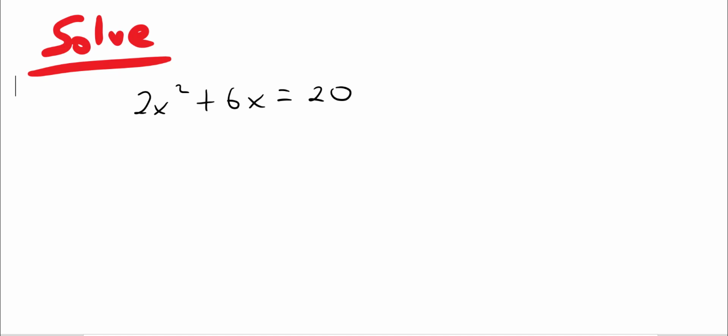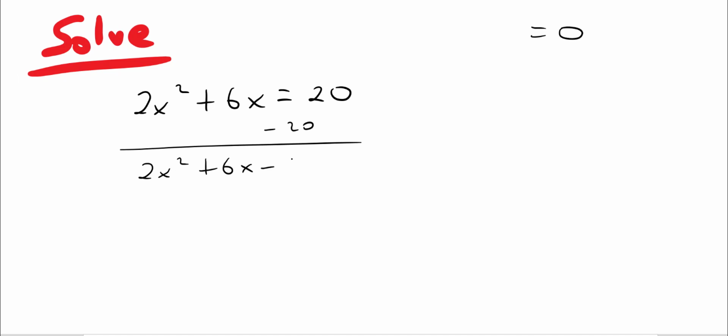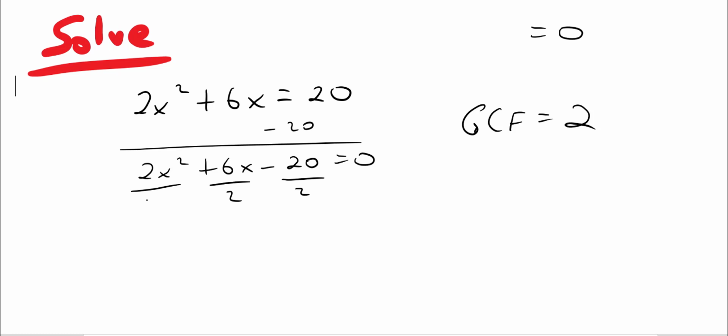The first thing you're going to do: you've got to solve, so we know we have to move everything over because it's got to equal 0. So we're going to subtract 20 from both sides. So you get 2x squared plus 6x minus 20 equals 0. Next thing you're going to do, greatest common factor is 2. That's it, just a 2. So we're going to divide each of these by 2. So you get 2 parentheses x squared plus 3x minus 10 equals 0.